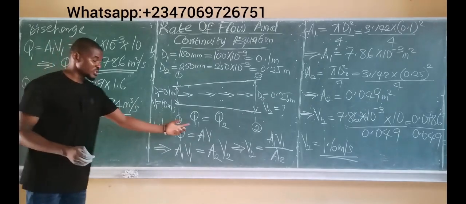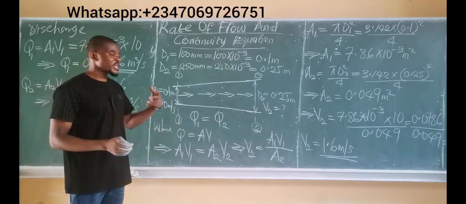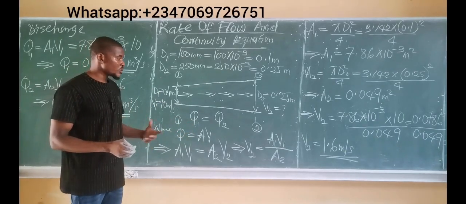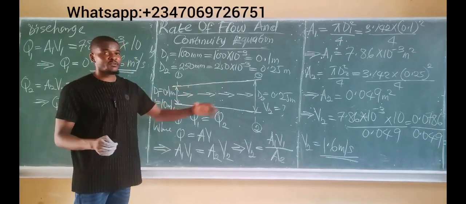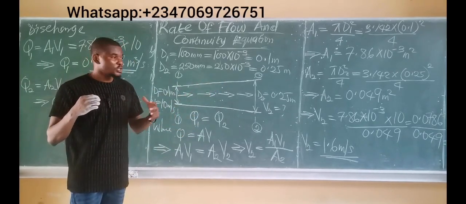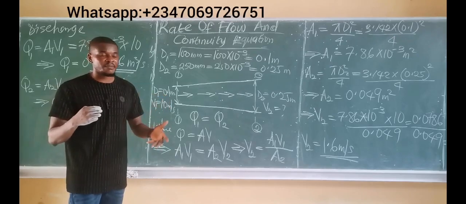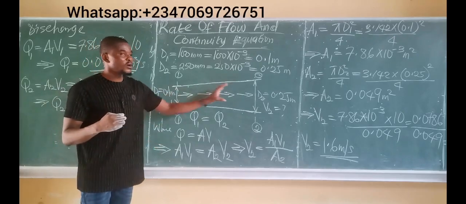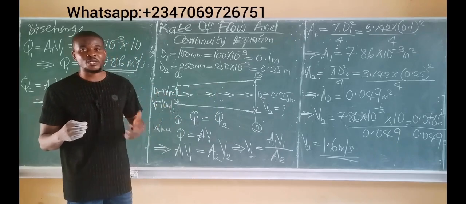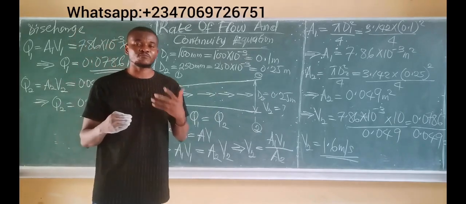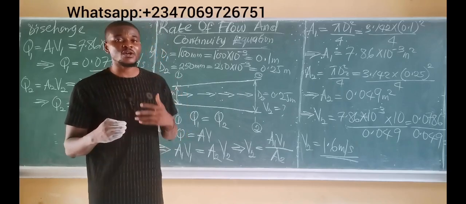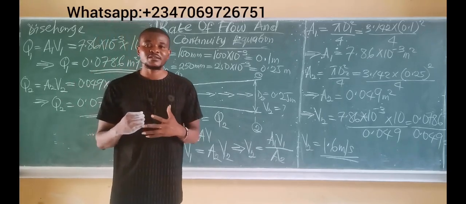So that brings us to the continuity equation. Discharge through a given section of a pipe is equal to the discharge through another section of the pipe, so far as the two sections are connected together in the pipe. Okay, so discharge through the pipe or flow through the pipe remains the same. The only thing that changes is the speed of flow depending on the diameter of the given section.